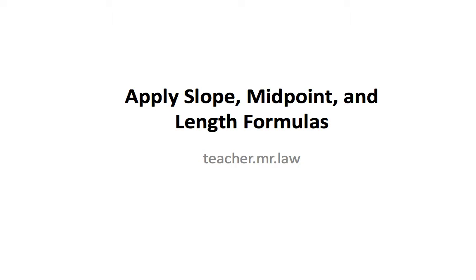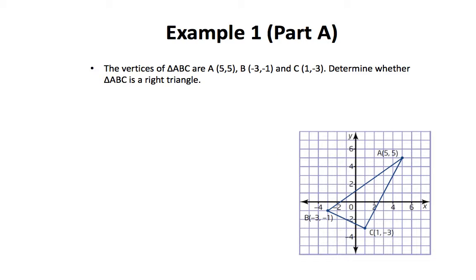In today's lesson, we'll be learning how to apply the slope, midpoint, and length formulas. In our first example, the vertices of triangle ABC are provided. We need to determine whether triangle ABC is a right triangle. As you can see, coordinates A, B, and C have already been plotted.